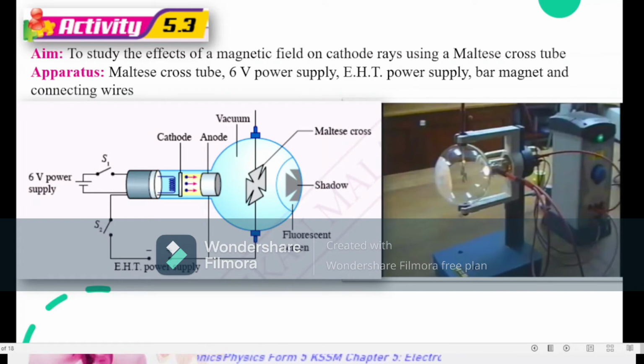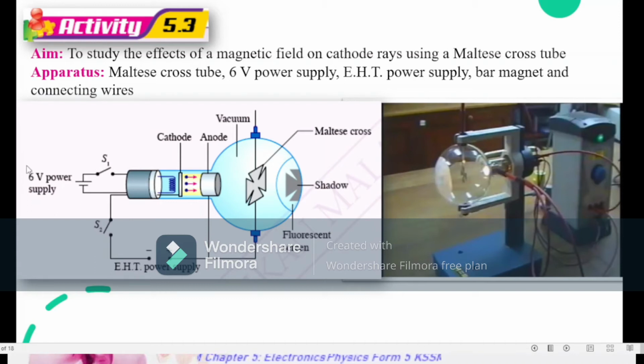Activity 5.3, to study the effects of magnetic field on cathode ray using multisplash tube. Apparatus: multisplash tube, 6-volt power supply, EHT power supply, bar magnet, and connecting wires.